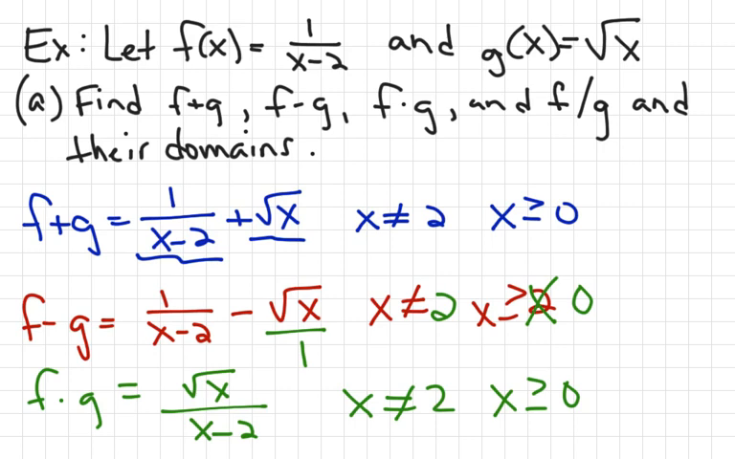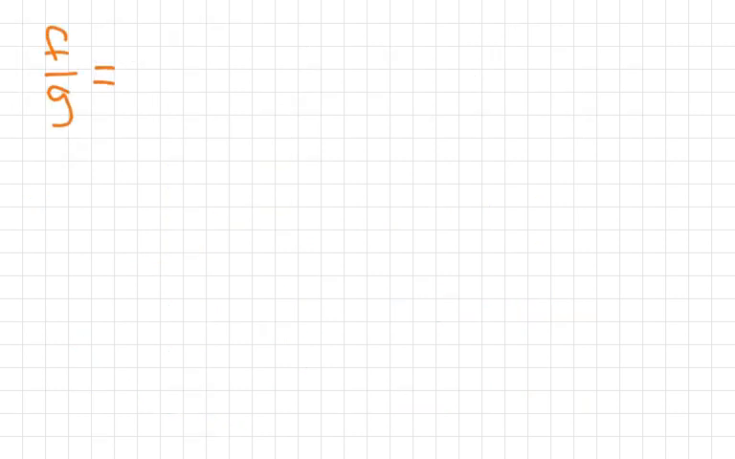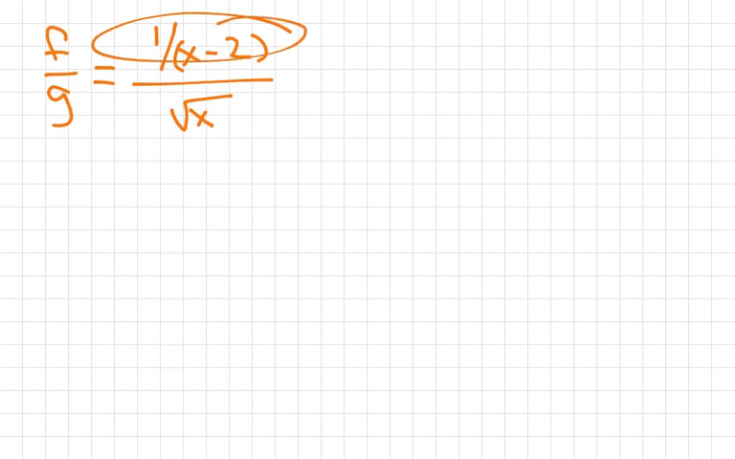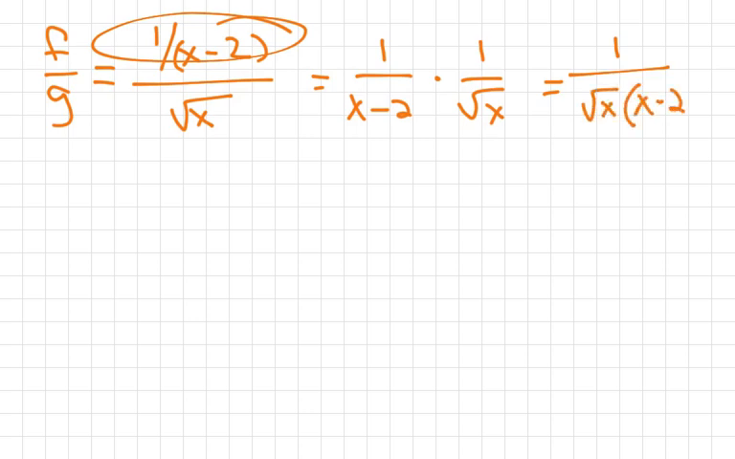Last but not least, let's do the division problem. This is f over g. All right, that doesn't look very nice. So how am I going to make that look nicer? Well, one of the things I want to remind you is when you have a fraction within a fraction, you take the fraction in the numerator and multiply it by the reciprocal of the denominator. So I'm just going to get 1 over, I'll write the square root in front, square root of x, x minus 2. You don't even have to get rid of the square root. We'll just leave it as that unless you have some utter need to get rid of the square root.